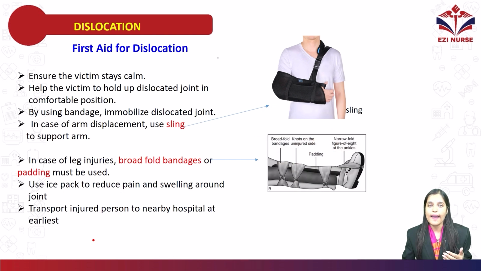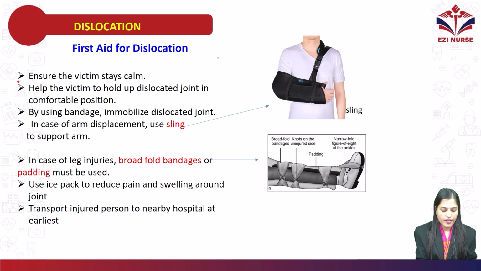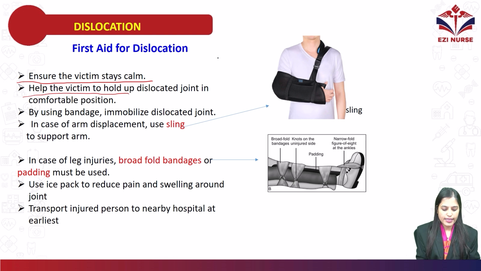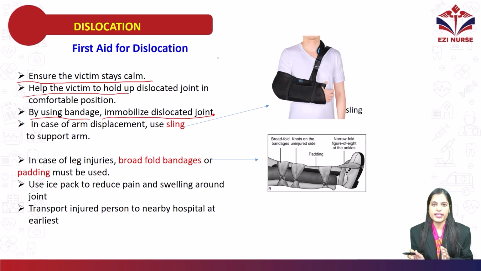If any dislocation happens in the joints, how will you give first aid management? First, ensure the victim stays calm. That means you have to give psychological support to the victim so that they will not panic. Next, help the victim to hold the dislocated joint in a comfortable position. If the person has fallen on the floor, you have to hold that injured part and give a comfortable position. Then use bandages to immobilize the dislocated joint, so that the joint is not mobilized and further displacement will not happen.